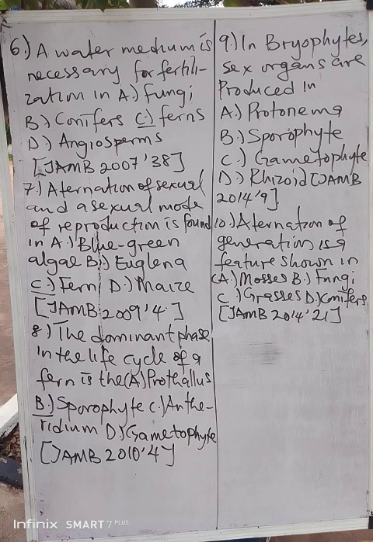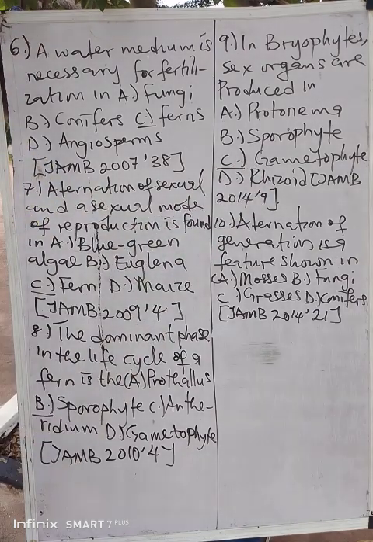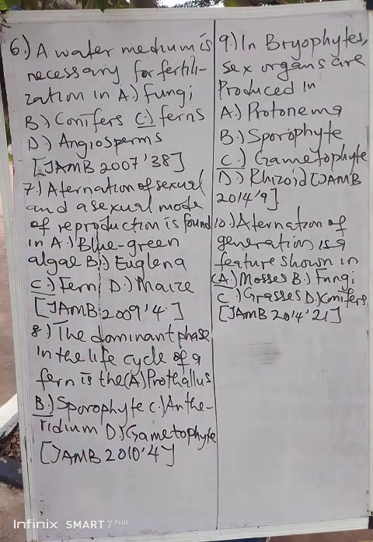Take note of that. Number 9, in bryophytes, sex organs are produced where? Male and female gametes, where are they produced? The gametophyte, that is C. Then the last question, alternation of generation is a feature shown where? Mosses. If mosses is not there, fern will be the answer. So that is the end of the biology class for today. God bless you.